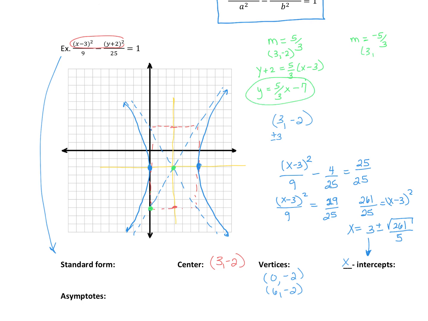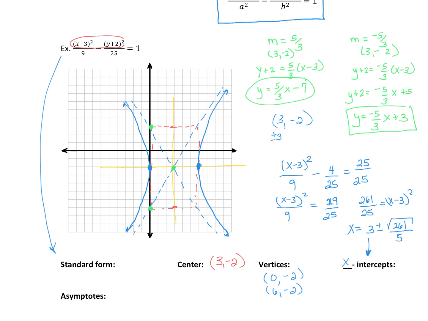And then for the other one, also going through (3, -2), we get y plus 2 equals -5/3 times x minus 3. So on this side, minus 5/3 x plus 5. So we'll get y equals minus 5/3 x, and if I subtract 2, I get plus 3. And again, you can see that on the graph. Sometimes it's not a nice whole number, so it's important to know how to do that.